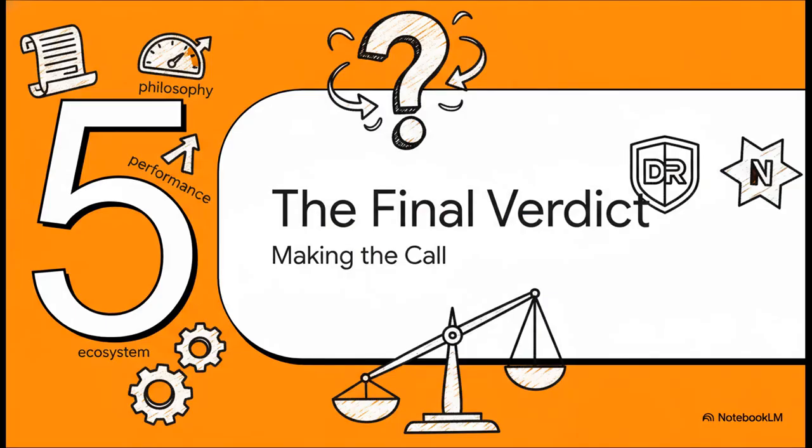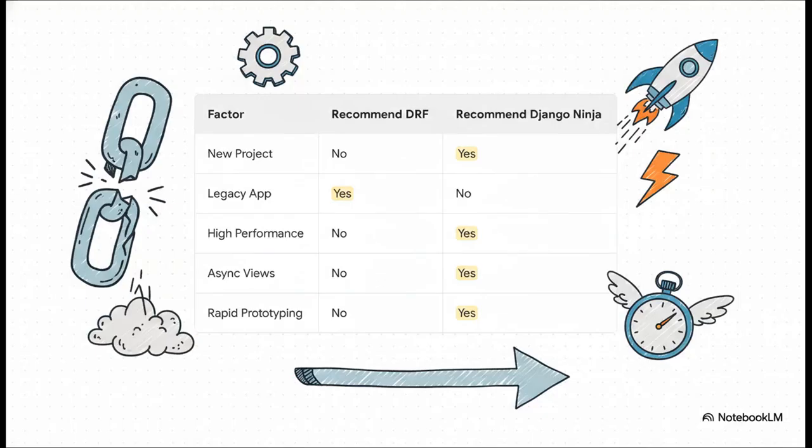So, after looking at the philosophy, the performance, the features, and the ecosystem, what's the final verdict? Which one should you actually pick for your next project? Let's make this super simple. If you are starting a brand new project today, especially one that needs to be fast, handle lots of users, or just get built quickly, Django Ninja is pretty much a no-brainer. Now, if you're working on a huge old application that's already built entirely around DRF, it probably makes sense to stick with what you've got. But for everything new, the momentum is clearly, undeniably, with Ninja.